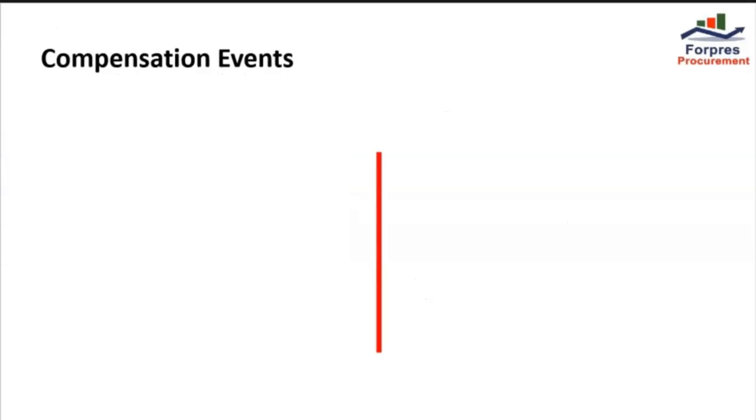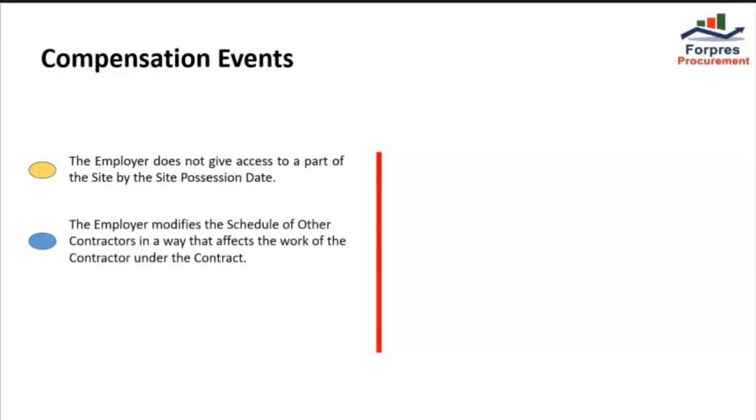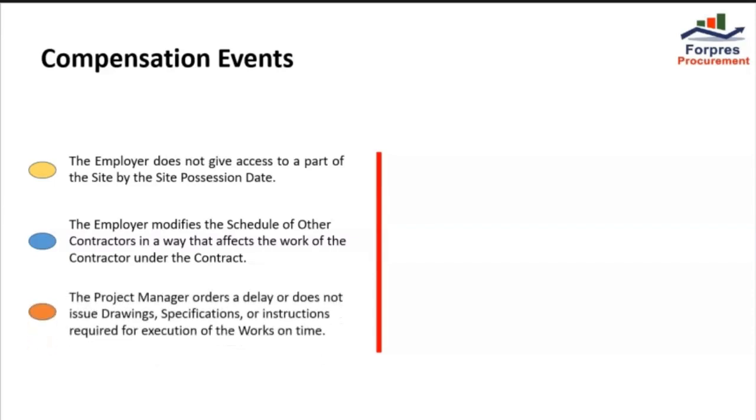Compensation event. The following shall be the compensation events. Number one is when the employer does not give access to a part of the site by the site possession date. Number two is when the employer modifies the schedule of other contractors in a way that affects the work of the contractor under the contract. Number three is when the project manager orders a delay or does not issue drawings, specifications, or instructions required for execution of the work on time.